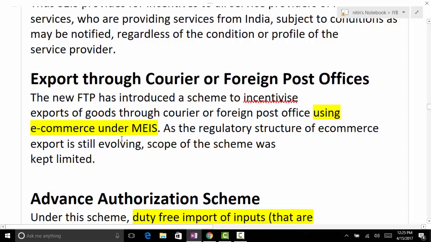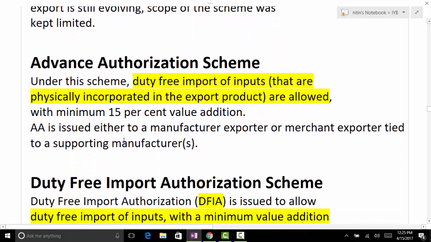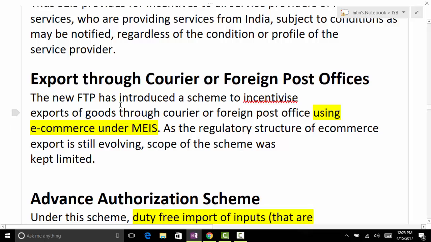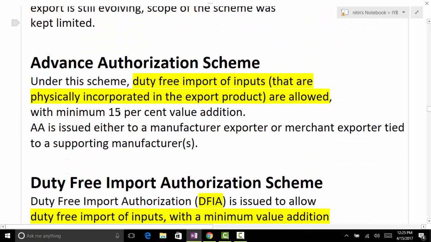It says export through courier or foreign post offices. So they want to use this for e-commerce under MEIS to incentivize exporters of goods through couriers or foreign post offices. So through courier you have to export whatever you want to export. So this is using that particular asset.